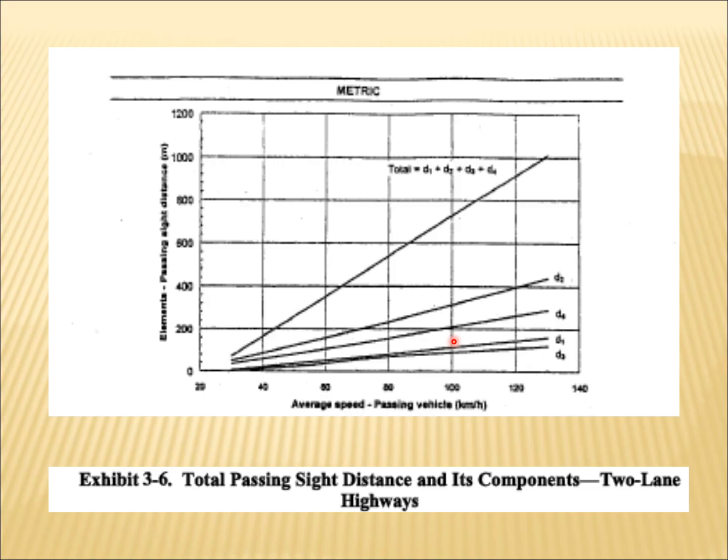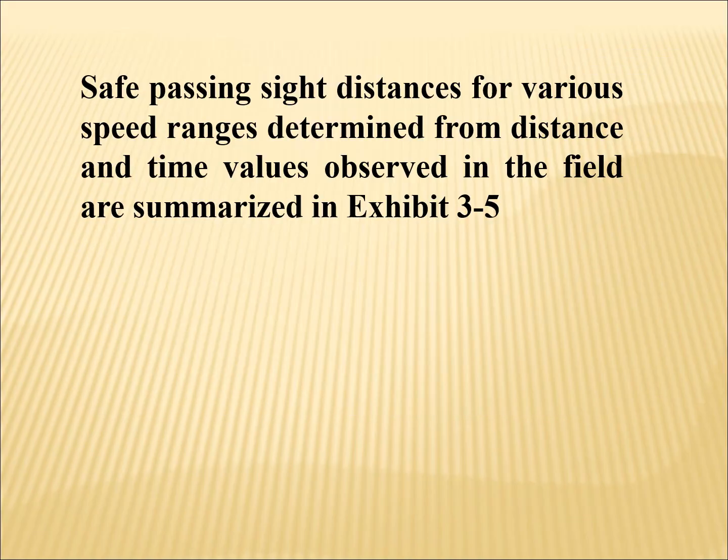This figure is useful, and you can see here that looking at the average speed, for one particular average speed we can determine these four distances very easily with the help of this figure. And when you add all these four distances, that would be equal to the total passing sight distance. Safe passing sight distances for various speed ranges determined from distance and time values observed in the field are summarized in Exhibit 3-5.